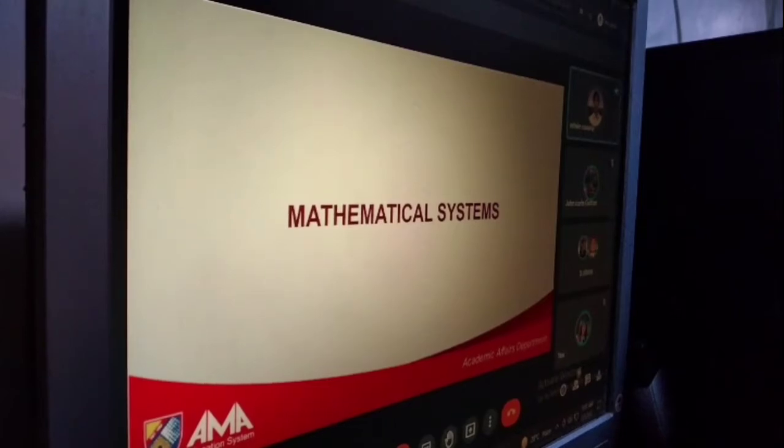And this will be the topic for the week 16: mathematical systems. Last time we discussed about the mathematics of graphs, no, yung last year natin. So this is mathematical systems.